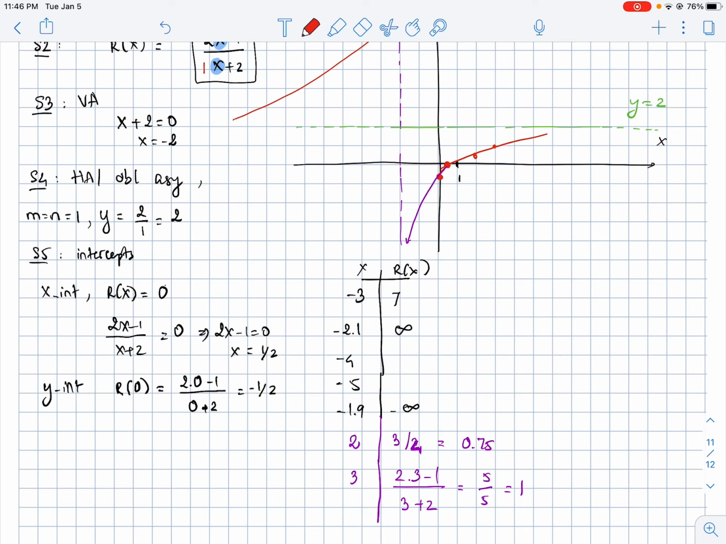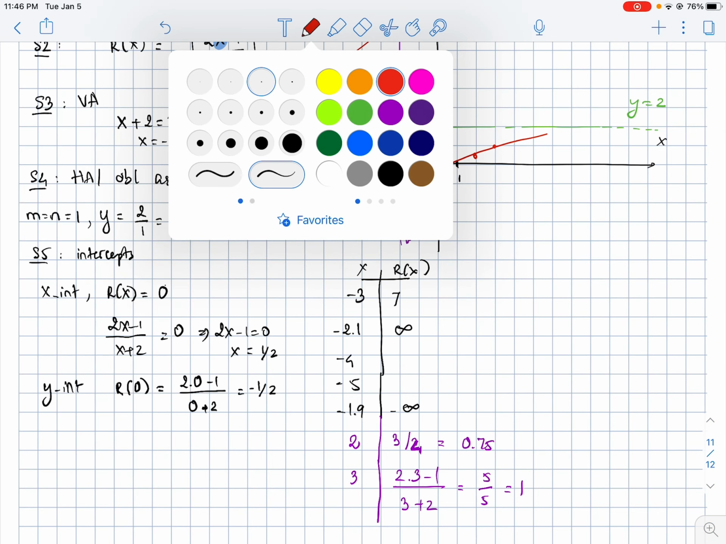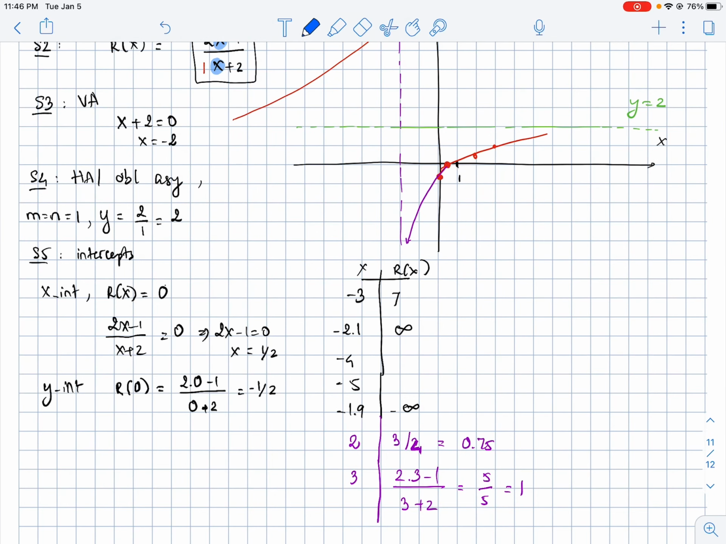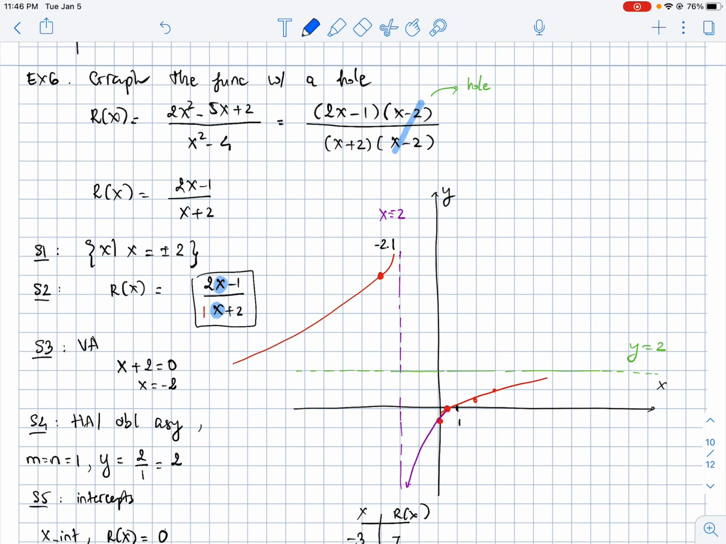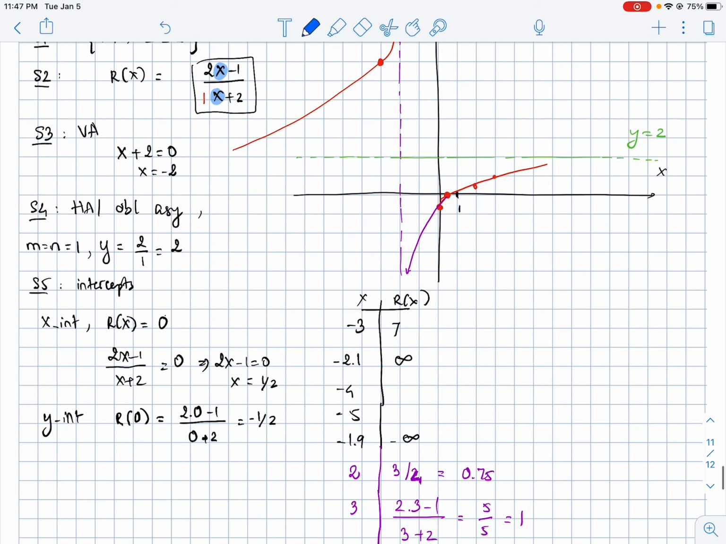It may touch, we will check about that later, but we need to go back and check about the hole. You keep in mind that before you cancel the x minus 2, remember right here, we canceled out the x minus 2, and we say that when you cancel, that will give you the hole. So the hole will be at x equal to 2, and I already calculated that point. So that point is not a point on the graph, but that will be the hole. So we're going to make the hole right here.